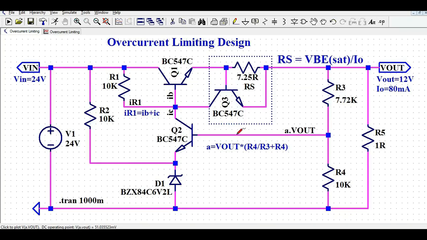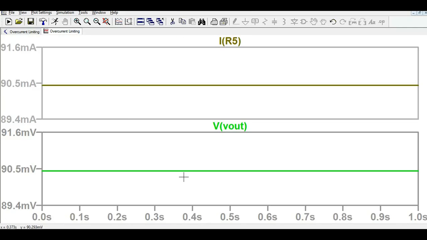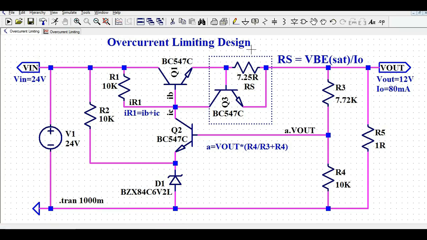That means even if your load is short circuited, you might expect very high load current. If you do the math, 12 divided by 1 ohm, that means 12 ampere current would be flowing. But in your simulation, your output voltage drops rapidly to 90.5 millivolt. So your output current is 90.5 milliamps, and your output voltage is 90.5 millivolt. So the selection of this RS is very critical. You have to select RS very carefully.